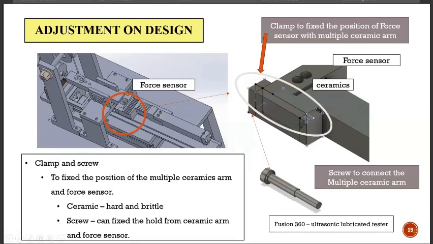Because this part is very heavy, we use the clamp to clamp the multiple ceramic arm and the force sensor together, and also use a specially made screw to fix the position of the force sensor and the ceramic arm to make it more stable. Because the ceramic is hard and brittle, it cannot be drilled, so we can only use the original hole for the screw.